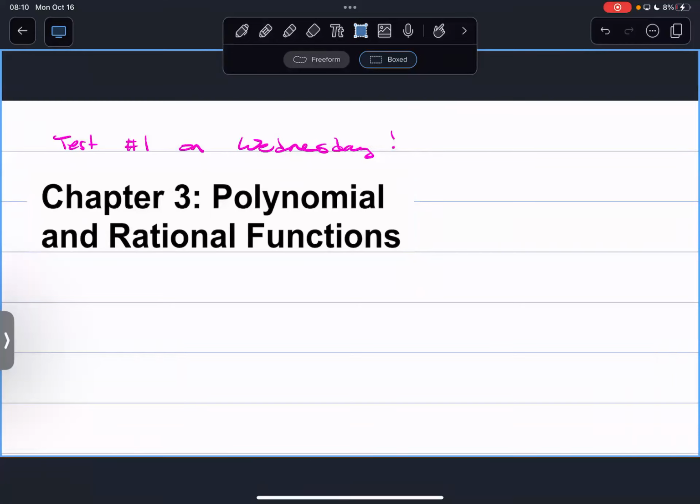Polynomial and rational functions. Have you guys seen polynomials by name before? You've seen them, but you might not have called them polynomials. But I'm wondering if you have done any polynomial work in other classes, maybe? If not, here we go.